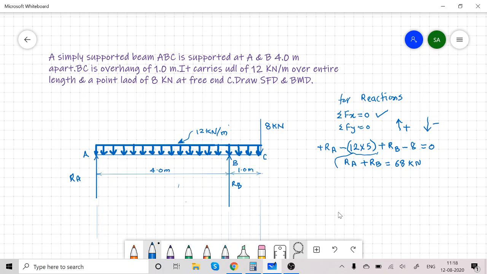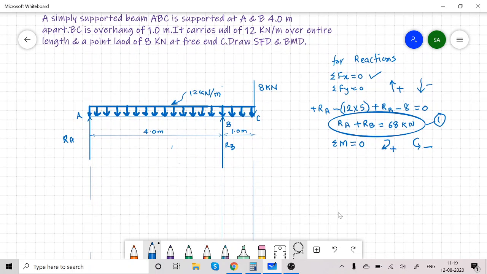So from second condition of equilibrium, we got this equation, that is Ra plus Rb equal to 68. So whatever load is coming on the beam will be taken by the support A and B, that is Ra and Rb. They will share 68 kilonewton. Now applying third condition of equilibrium, sigma M is equal to 0. For that, I will assume all clockwise moment positive, all anti-clockwise moment negative.